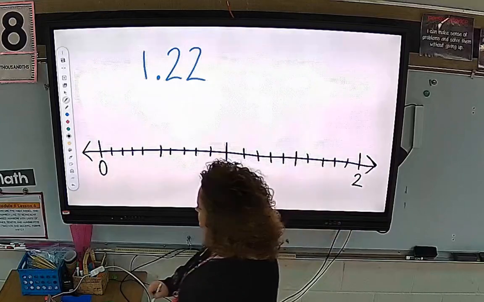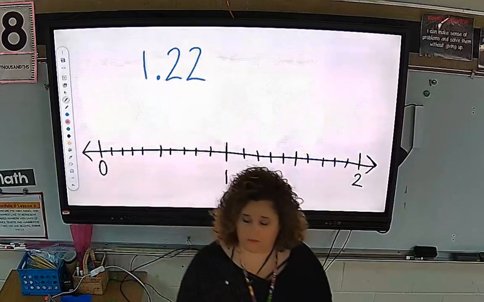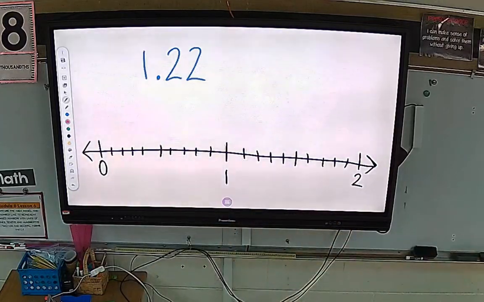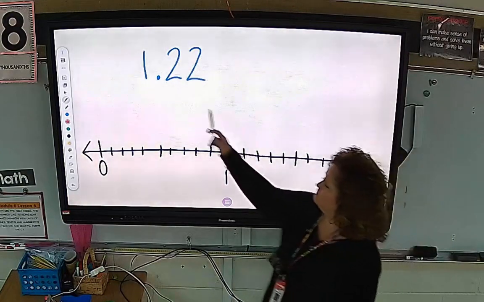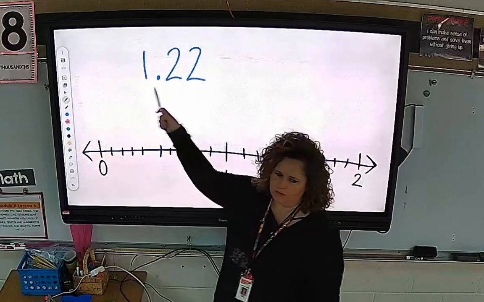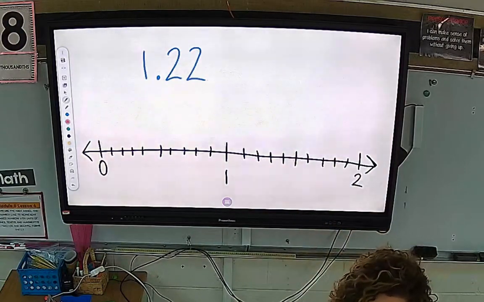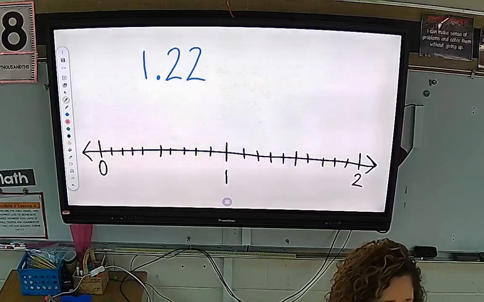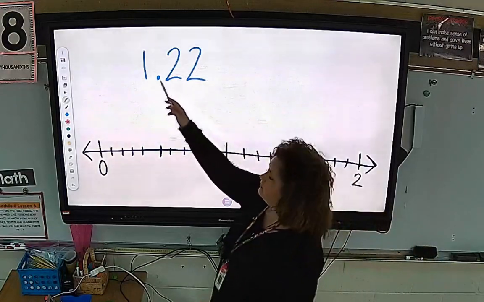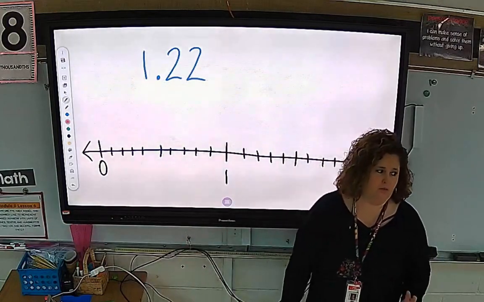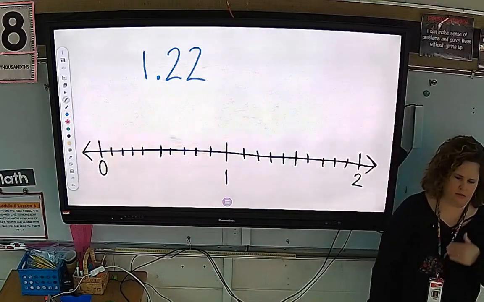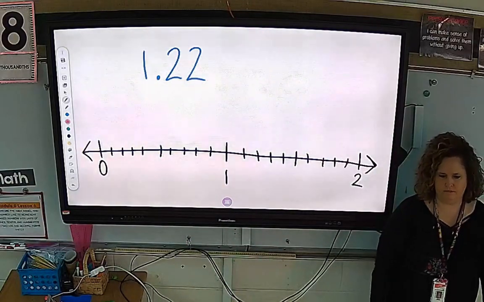Okay, so what do you think we would do? You know this is going to go somewhere between 1 and 2 because it has a whole number of 1 and a little bit more. But where? How do we do this? Is there anything about this number that you know we would do for sure? Maybe you're not sure of everything, but you know maybe a little bit.